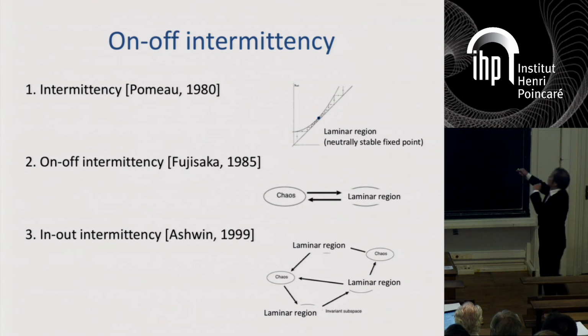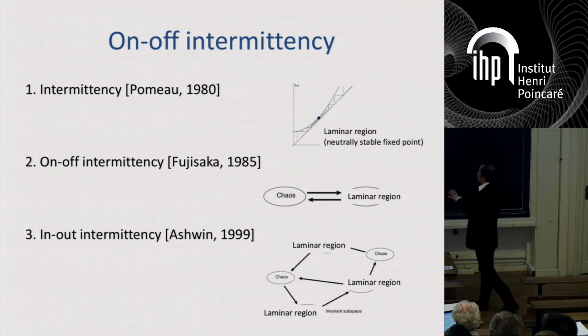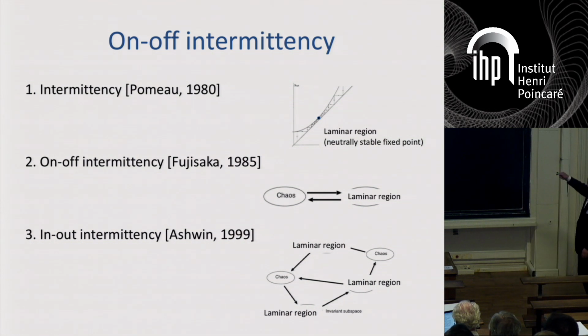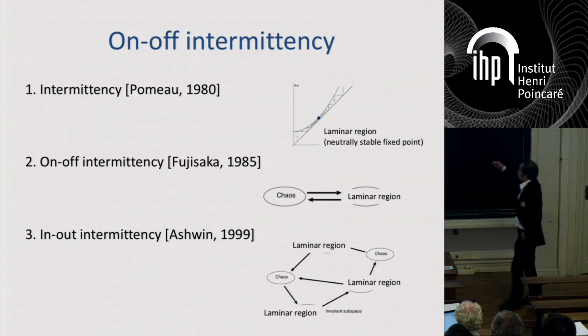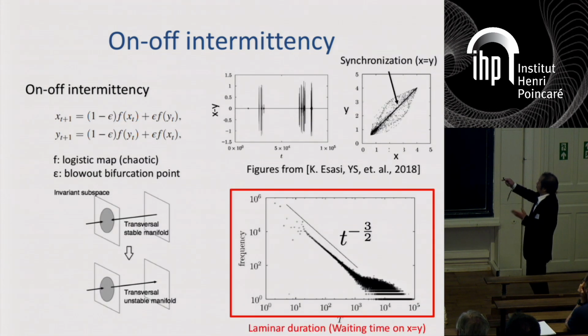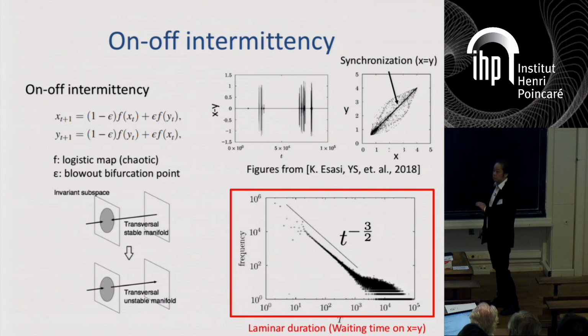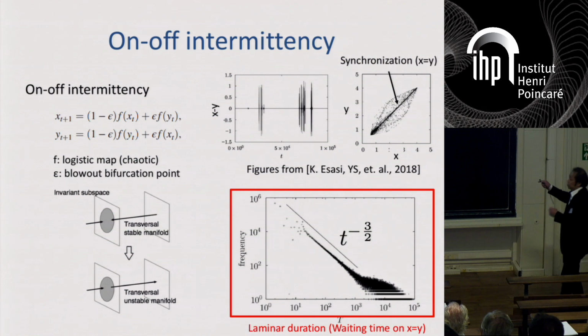And we extend this to a network. We have many laminar regions, given by unstable invariant sets, and then we have networks and chaotic dynamics, and the switching between these laminar regions gives us intermittent behavior. So it's called in-out intermittency. This is not well studied. These are some studies. As for on-off intermittency, we can have a very simple example, like coupled chaotic logistic maps, where epsilon is set to a bifurcation point. It's called blowout bifurcation, and the Lyapunov exponent is 0. Then we have intermittency, but it's different from Pomeau-Manneville intermittency.